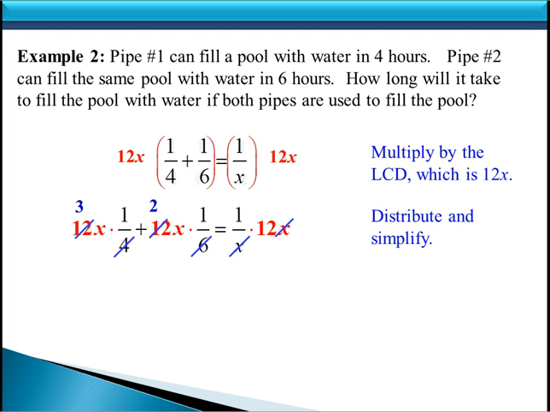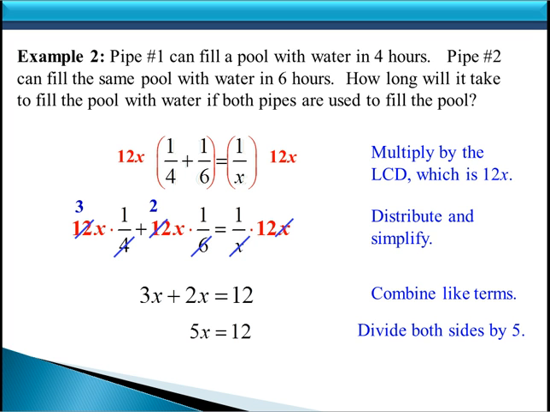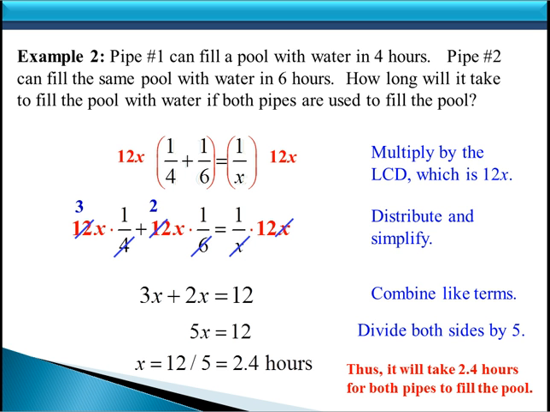And now if we simplify what's left, we have 3 times x times 1 for the first term, and 2 times x times 1 for the second term. So that'll be 3x + 2x. And then on the right side, we have 1 times 12, so that'll just be 12. Now this is a nice linear equation, so we can combine like terms to get 5x = 12, and then divide both sides by 5 to obtain our solution, which is 12/5, or 2.4. You could write that as 2 4/10 or 2 2/5 if you simplify that fraction. That's how long it will take for both pipes to fill the pool. So it will take 2.4 hours for both pipes to fill up the pool.